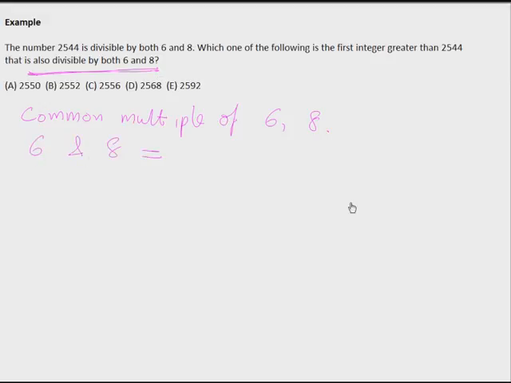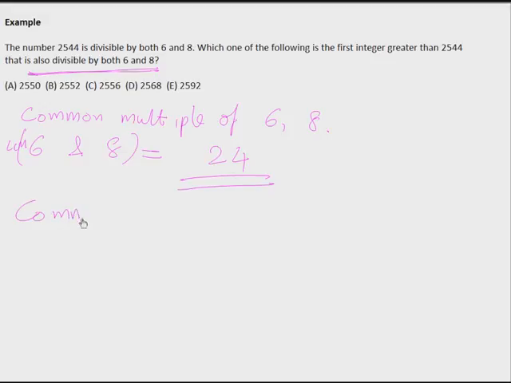The LCM of 6 and 8, I'll just try multiples of 8. 8, 16, 24. Yeah, 24 works. So the LCM of 6 and 8 is 24. So the common multiples of 6 and 8 will all be multiples of the LCM.